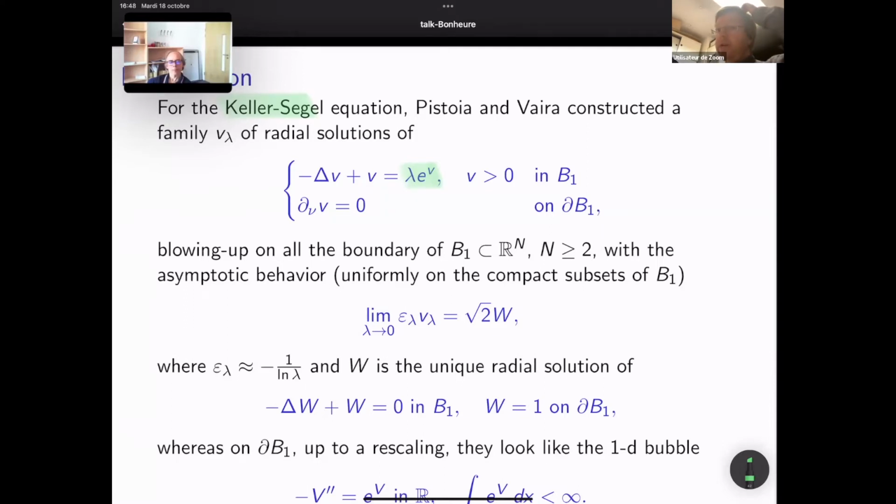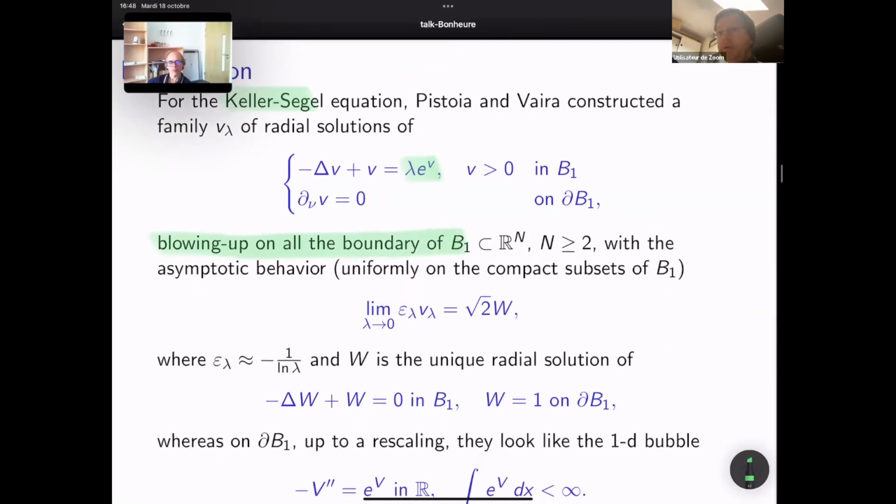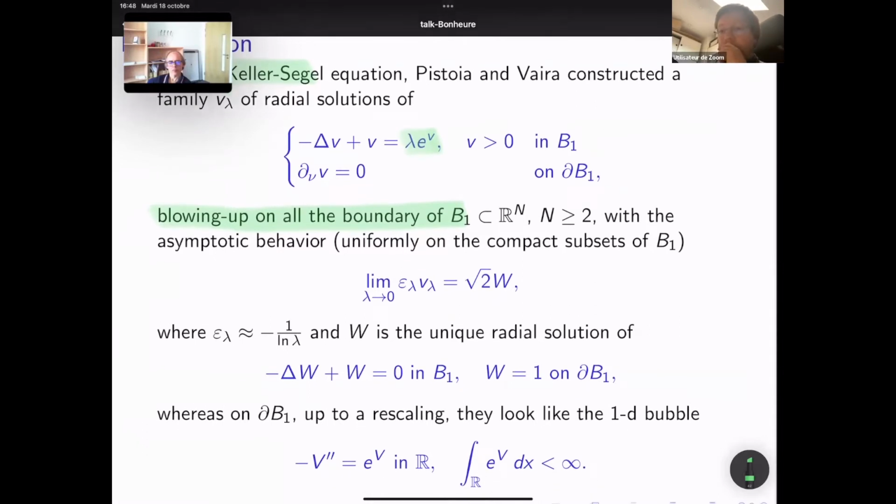And Pistoia and Vaira, with the Lyapunov-Schmidt method, built a solution which blows up on the full boundary of the ball. So a radial solution that blows up on the full boundary of the ball. In fact, they were able to really describe the profile of the solution in different regions of the ball. Inside, you have a kind of harmonic solution with a prescribed value on the boundary, and on the boundary you behave like a Liouville solution.